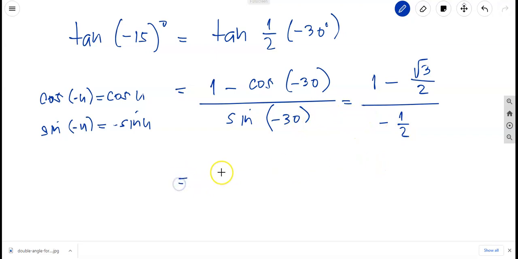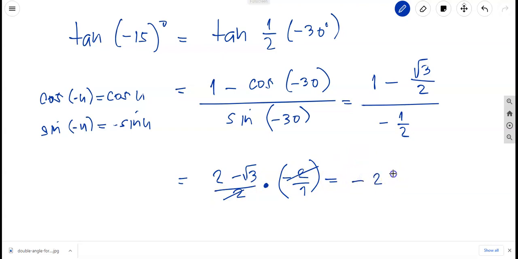So you will have 2 minus square root of 3 all over 2, and then 1 half, so that is times negative 2 over 1. Then simplify the equation. Therefore you will have negative 2 plus square root of 3. So this is tangent of negative 15 degrees.